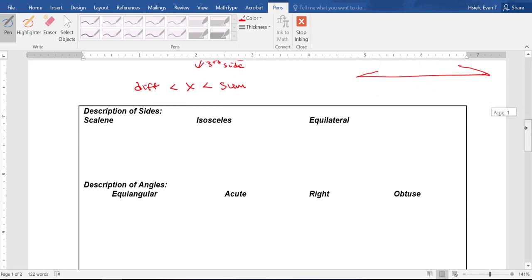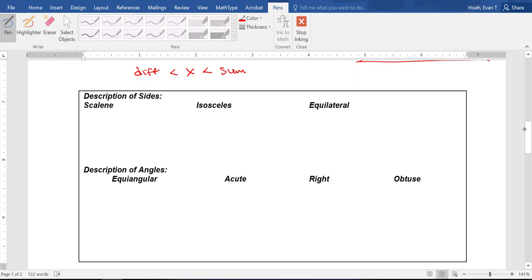Okay, some more information here, information that, quite frankly, you probably have seen in past years, so I'm not going to spend a huge amount of time on this, just more as a refresher. Here's a scalene triangle. A scalene triangle has 3 sides and 3 angles that are not congruent to each other. An isosceles triangle has 2 sides that are congruent to each other, and we know that the base angles are congruent to each other also.